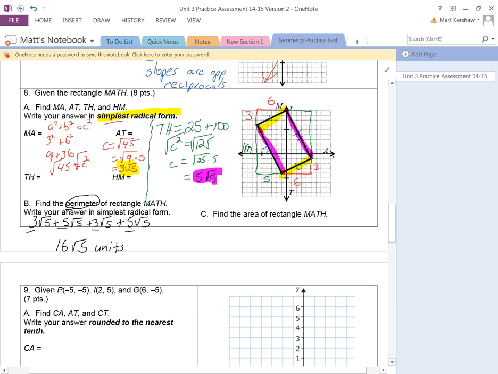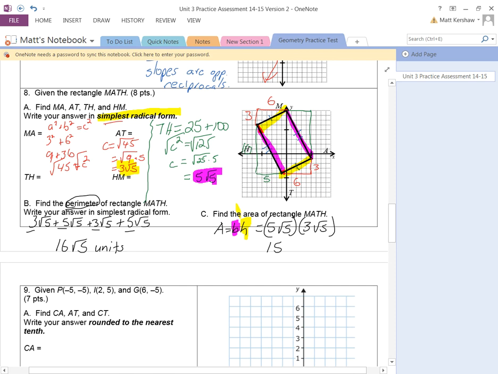And then over here for C, it says find the area. Well, since it's a rectangle, the area of a rectangle is just base times height. So we're going to let this be my base. We are going to let this be my height. And now we just plug it in and see what happens. So we get 5 rad 5 times 3 rad 5. So 5 times 3 is going to give me 15.